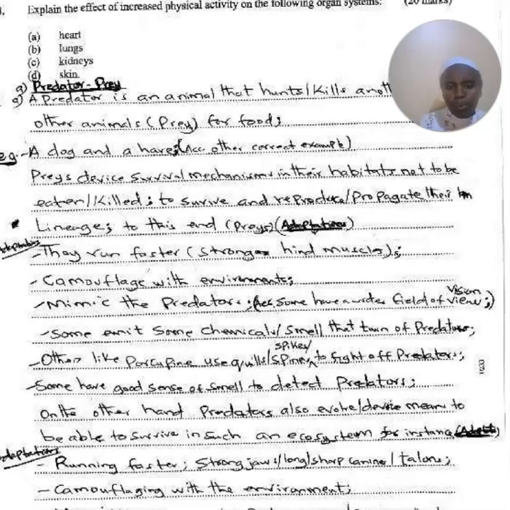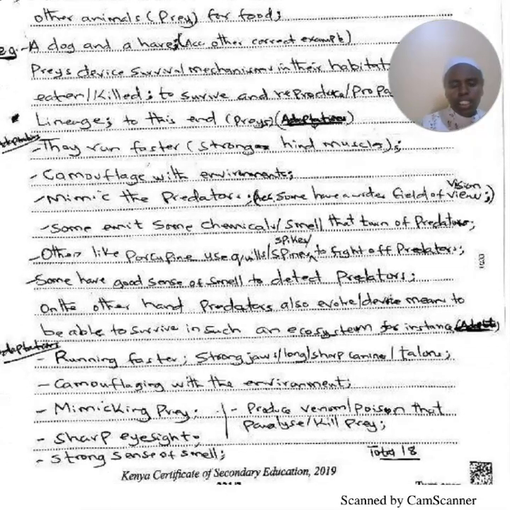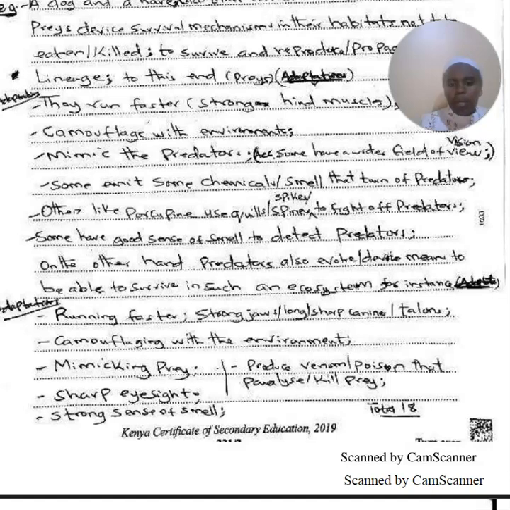For example, they run faster, so they have stronger hind muscles. They camouflage with the environment, so they are able to hide. They can also mimic the predators, like maybe produce the same sound as the predator to avoid being eaten. Some emit chemicals to prevent the predator from getting them. Some have a sense of smell to detect the predators.